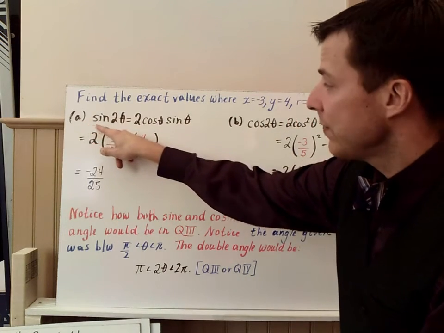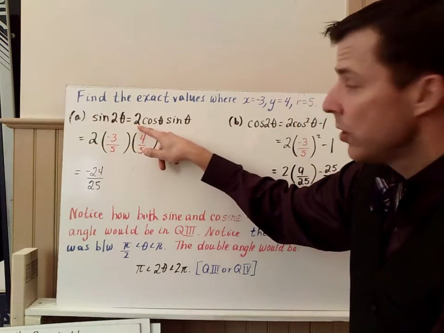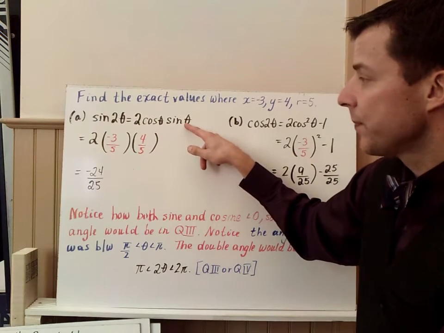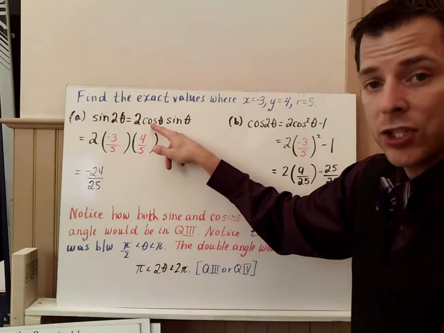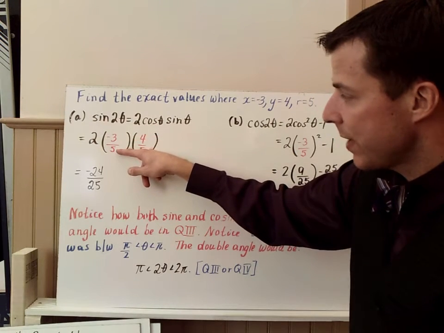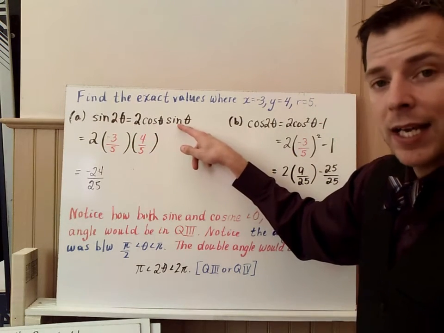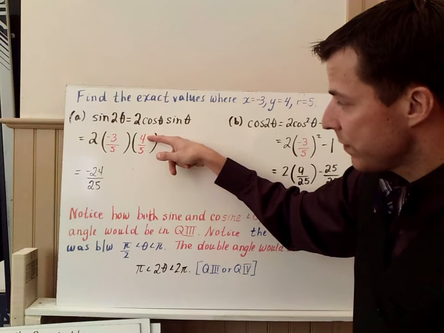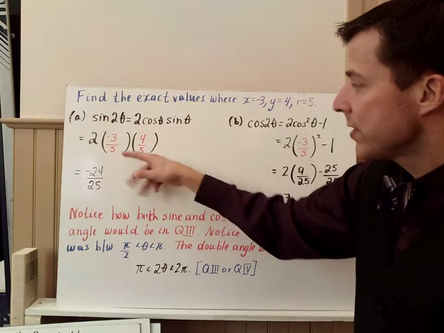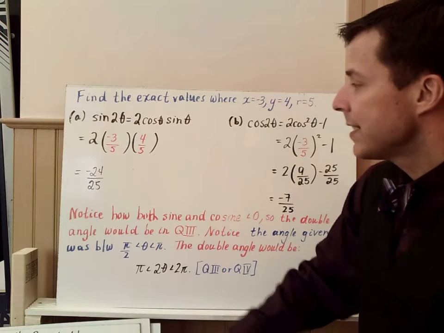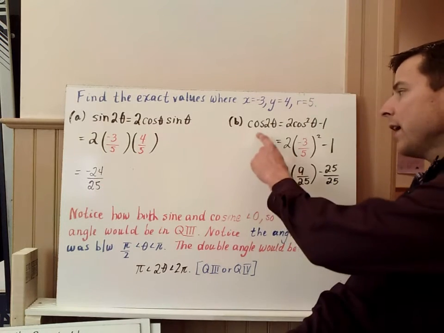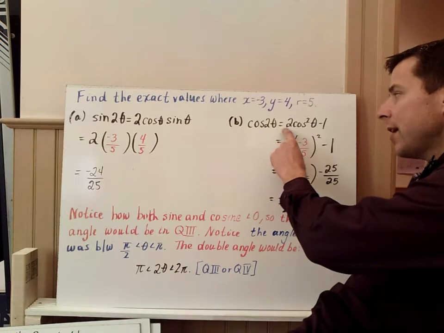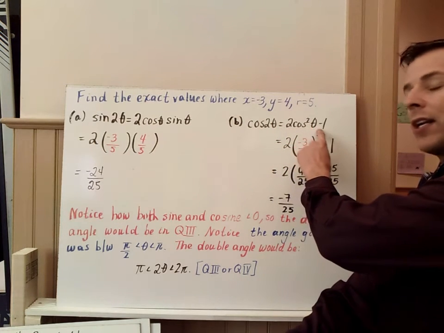So we know that sine of 2 theta is equal to 2 cosine theta sine theta. So that's going to be equal to 2. Now cosine is the adjacent over hypotenuse, Sine is the opposite over the hypotenuse, so that's 4 over 5. So I go ahead and substitute those values in and simplify, and I get negative 24 over 25. If I want cosine of 2 theta, I'm going to use 2 cosine squared theta minus 1.